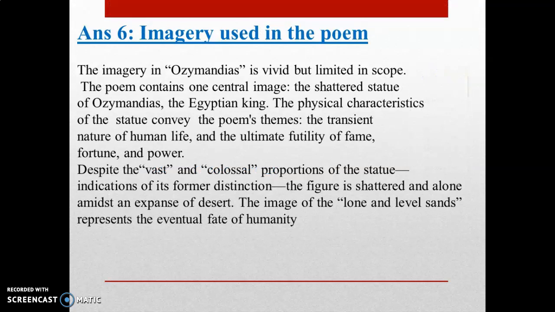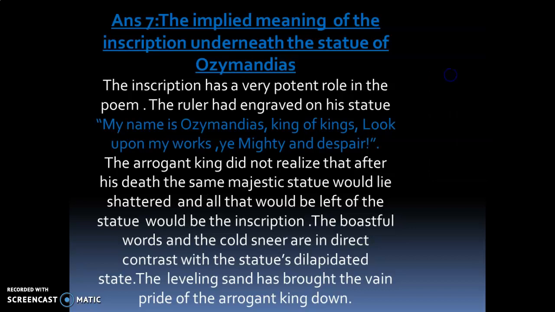Then, answer to question number 6. Imagery used in the poem. The imagery in Ozymandias is vivid but limited in scope. The poem contains one central image, the shattered statue of Ozymandias, the Egyptian king. The physical characteristics of the statue convey the poem's themes, the transient nature of human life and the ultimate futility of fame, fortune, and power, despite the vast and colossal proportion of the statue. The figure is shattered, alone amidst an expanse of desert. The image of the lone and level sands represents the eventual fate of humanity.